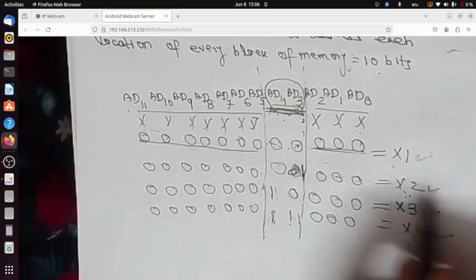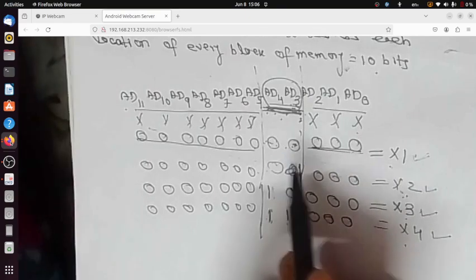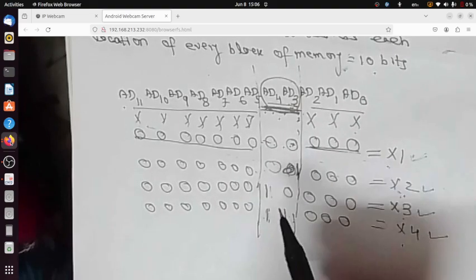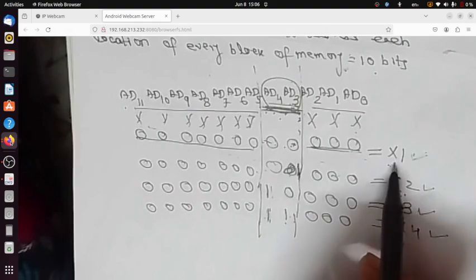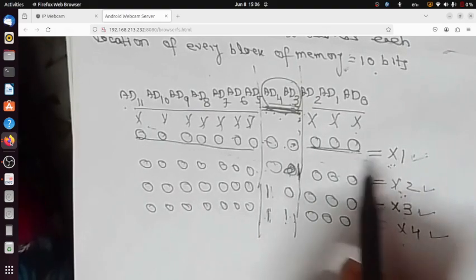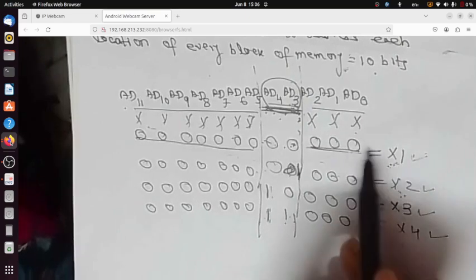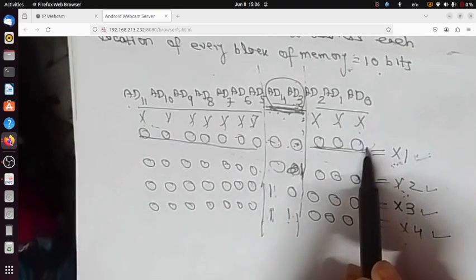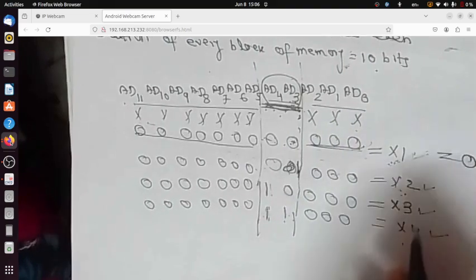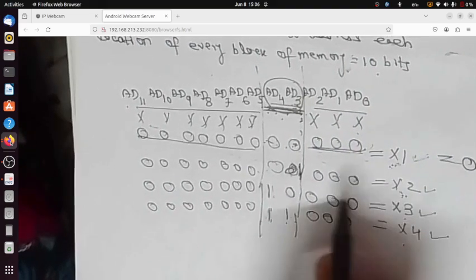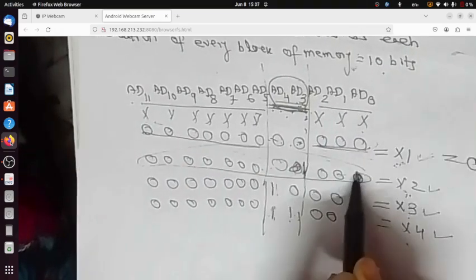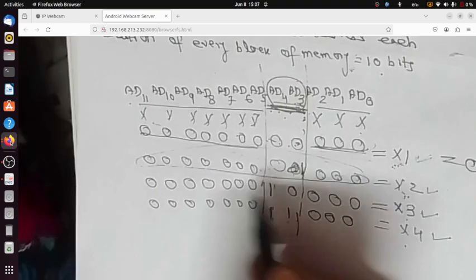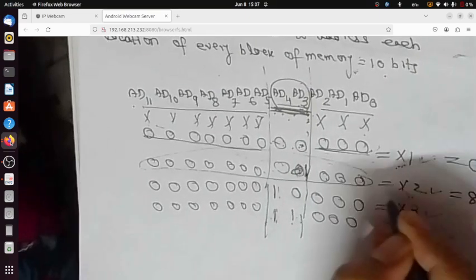Now for these starting locations, what will be the 12-bit input memory address? That we are finding here. Now we have to represent it in decimal. For starting location X1, the 12-bit input address will be 0. Now for starting location X2, what will be the value of this 12-bit input address line? This is 1, 2, 4, 8, and all are 0 except the 8 position, so the decimal value will be 8.